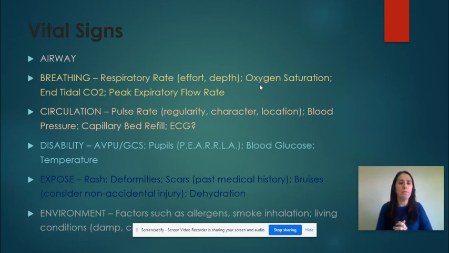Moving on to disability, we've discussed AVPU and GCS. Always do that no matter what. If you can't do GCS because they're not talking to you and you think they're deliberately not talking to you rather than mental not talking to you, then write that down: could not complete GCS due to patient not willing to speak. But you can say whether they're alert or not.